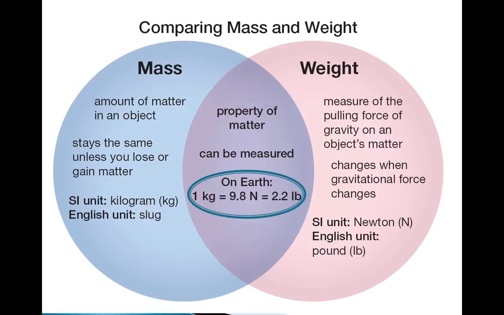You need to write this down. This is important. Venn diagram between mass and weight. Each of them is a property of matter. Each can be measured, and here's that equation in the middle for how they are measured. You need to know that the SI unit for mass is the kilogram, and the English unit is the slug. The SI unit for weight is the newton, and the English unit is the pound.